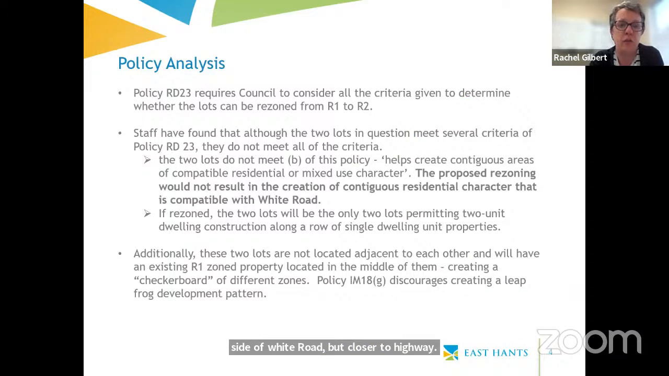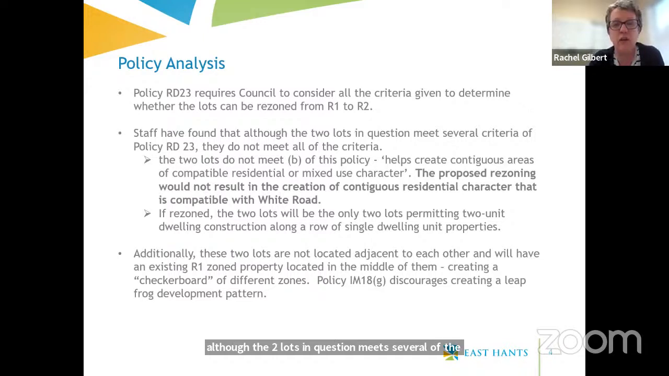So policy RD23 requires that council consider all the criteria given to determine whether the lots can be rezoned from R1 to R2. And staff have found that although the two lots in question meet several of the criteria of RD23, they don't meet all of the criteria.